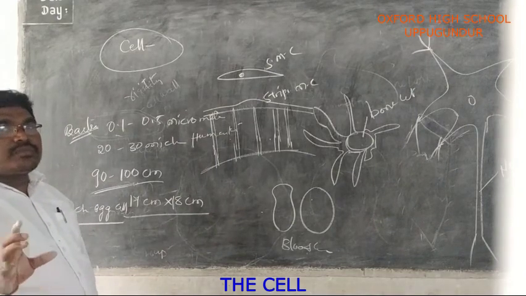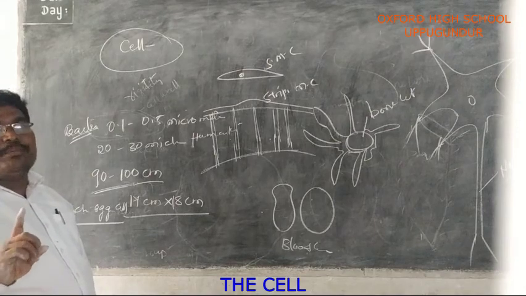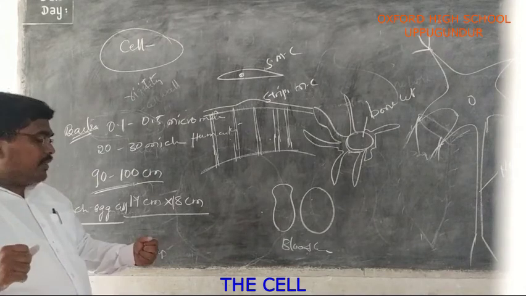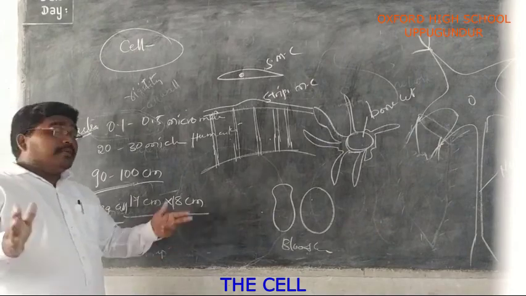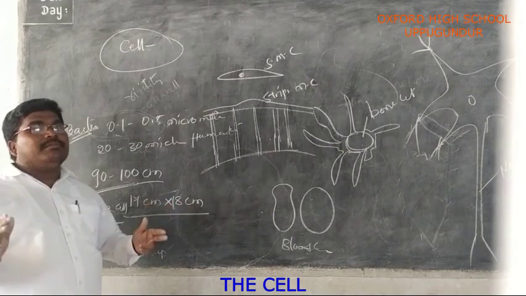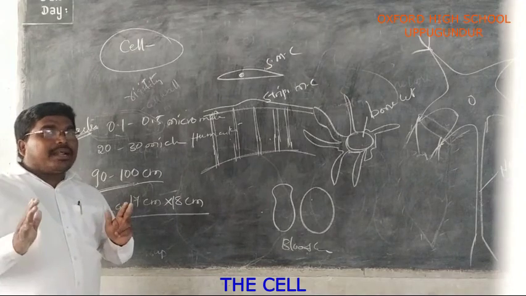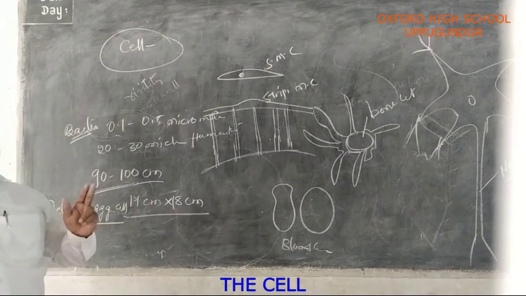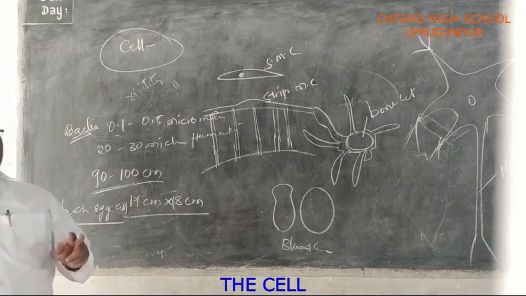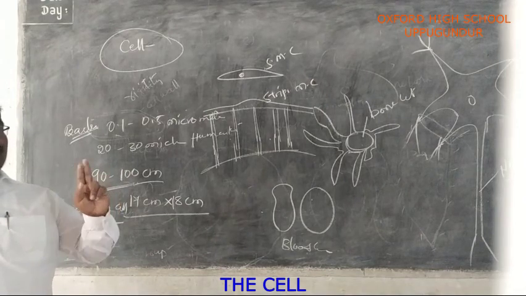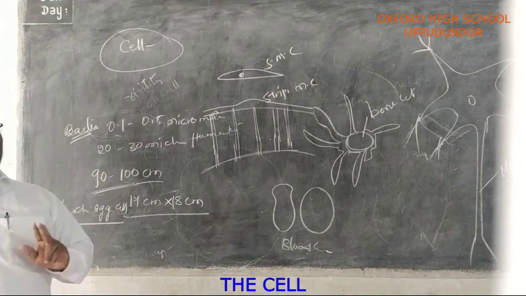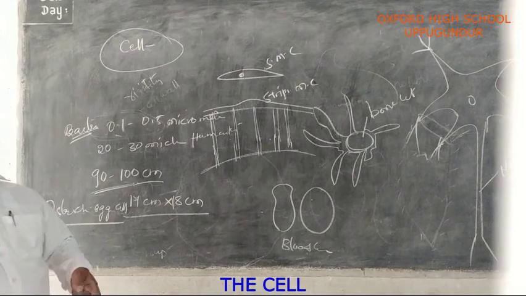The size of the organism depends on the number of cells, not on the size of the cell. Once again, the size of the organism depends on the number of cells, not on the size of the cell. So this is enough.